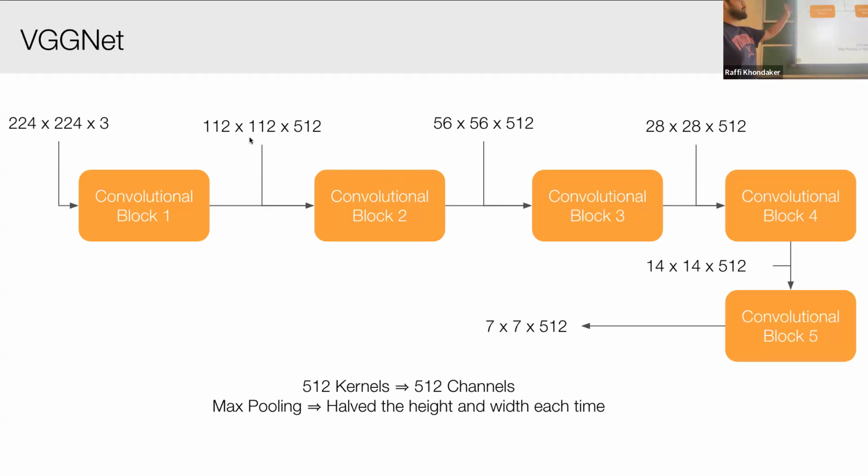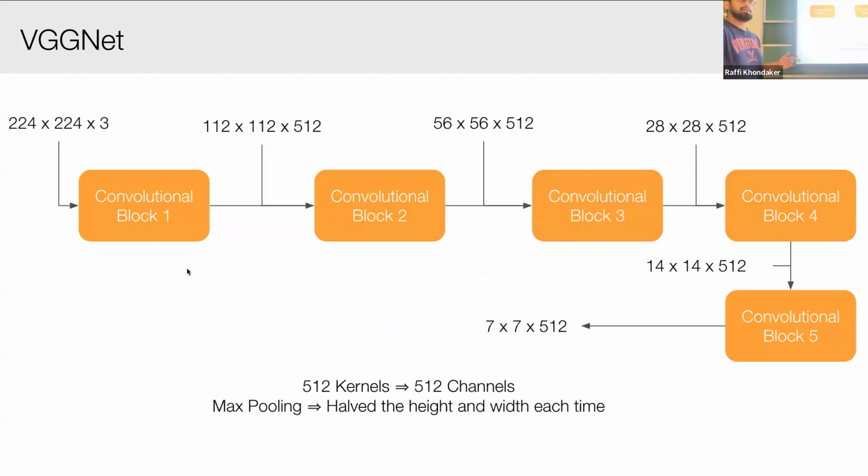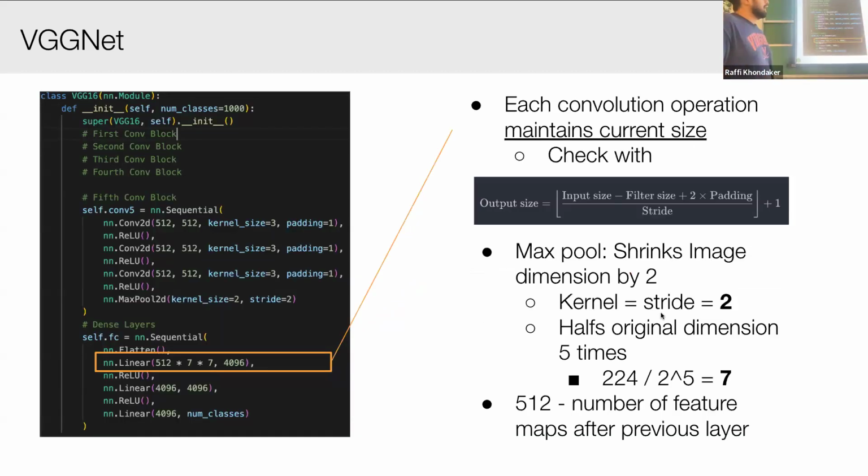So the max pooling step is chopping your dimensions in half, and this 512 comes from you choosing to have 512 separate convolutions at each step. Does that make sense? You keep track, and that's how you end up with that 7 times 7 times 512 number, whatever that scalar value is.